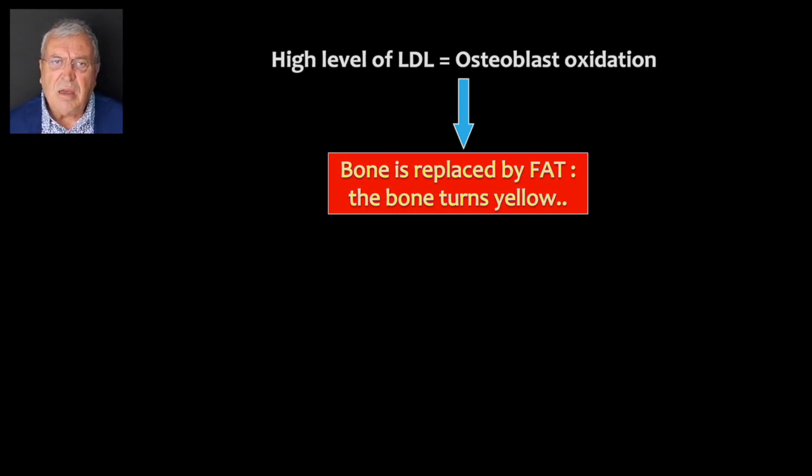When we have a high level of LDL, the osteoblasts are oxidized and then they don't work. But we know where they're coming from. They're coming from the mesenchymal stem cells. And when the osteoblasts are not working well, most of the stem cells are going to produce adipocytes, fat. And then in this situation, the bone is replaced by fat and becomes yellowish in color.